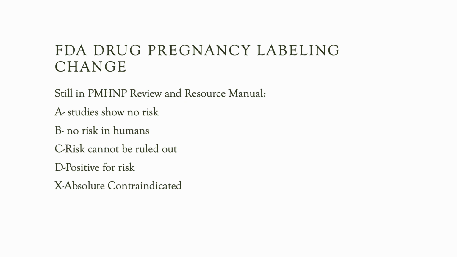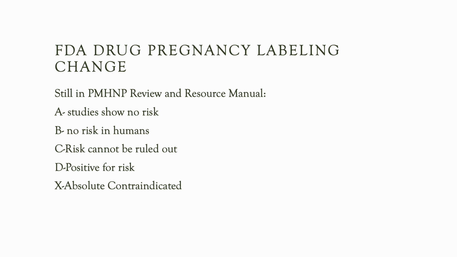The FDA drug pregnancy labeling has changed as of 2015. Our book, however, is still talking about the pregnancy categories with the lettering A, B, C, D, and X. So I will just discuss it, and then on the next slide we'll talk about what it is now. I'm not sure how the test is going to handle this portion, but anyway, the FDA classifies various drugs used in pregnancy into 5 categories, or it used to.